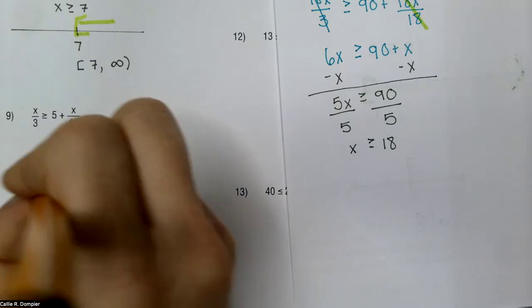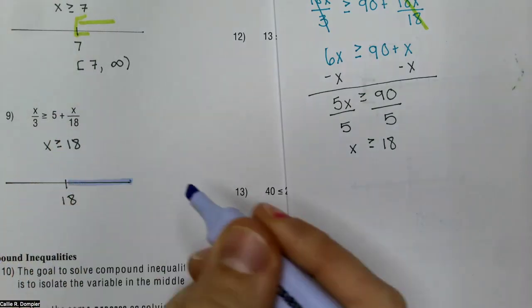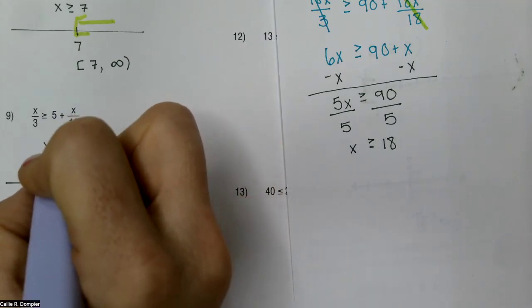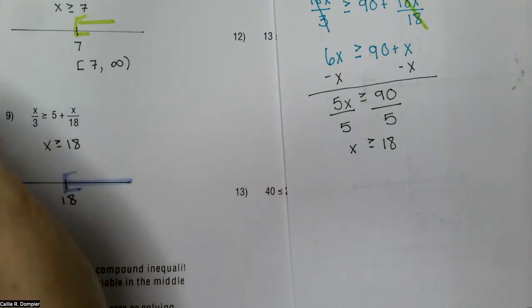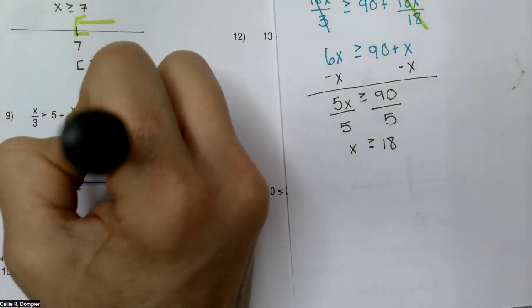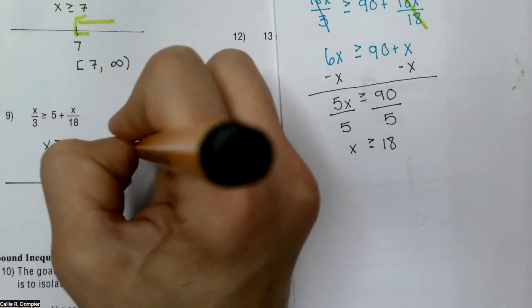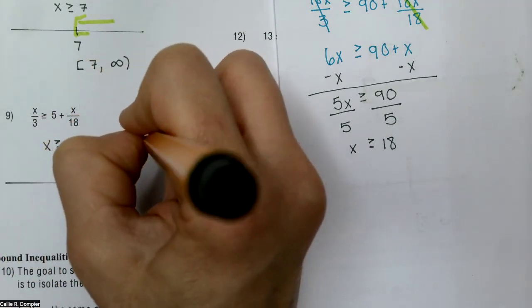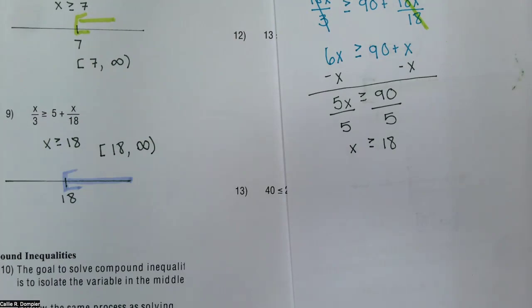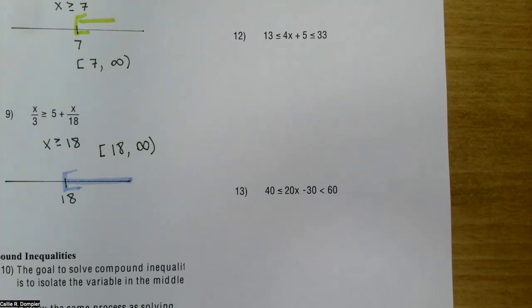Here's 18. Greater than means it's going this way, right? Towards 19. It's equal to, so it's going to be the bracket. And so my answer in interval notation is bracket 18 towards infinity. So from 18 and including 18 to infinity.